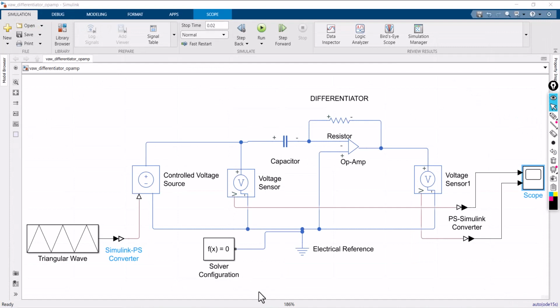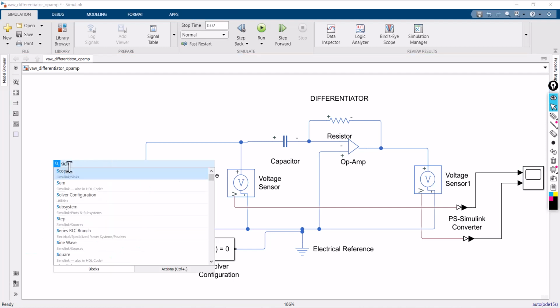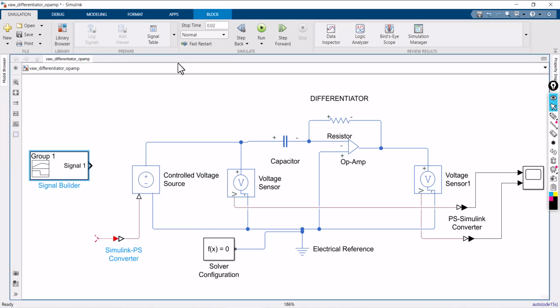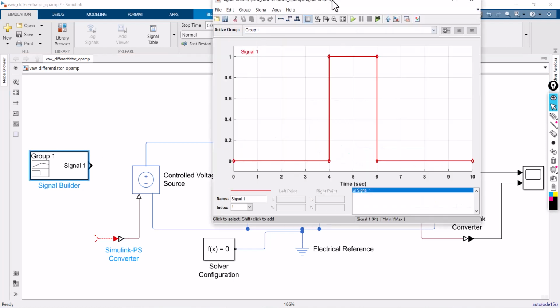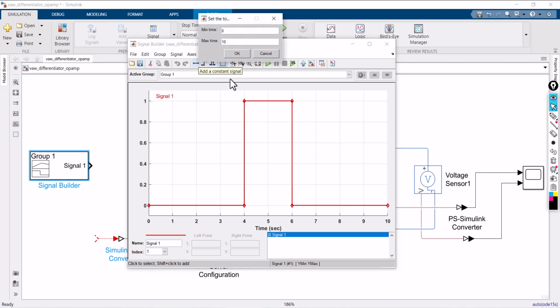Similarly, you can give square input. How to give square input? Now I will tell you how to use a component called signal builder. Okay, so whatever the stop time I'm using, it's only 0.02. So go to signal builder. Go to axes, change the time range from, so whatever the default, it is showing maximum of 10 seconds. It will be 0.02.